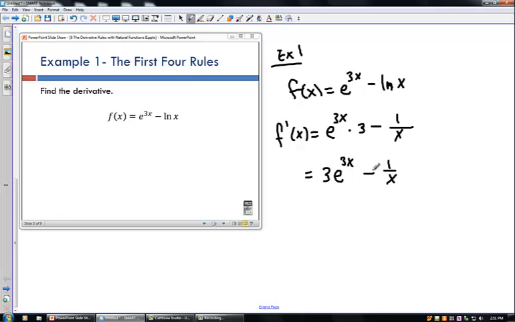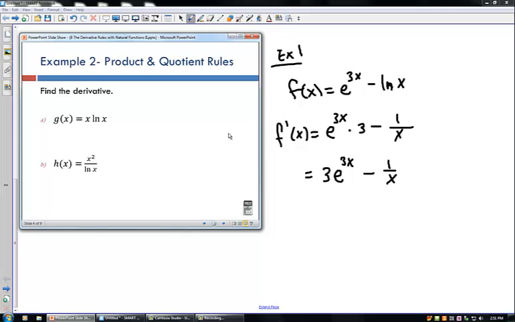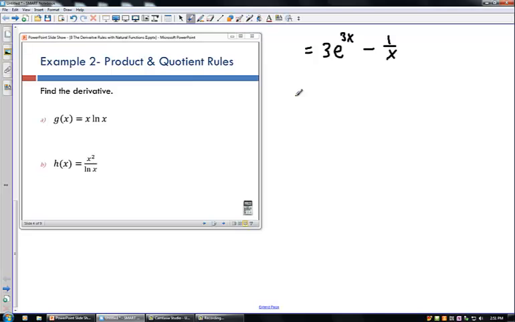So a nice easy rule. The next example we want to do involves product and quotient rules. So example 2, and let's look at part A. Part A says g of x equals x times ln of x. Hopefully when you see these, you see there's two functions. There's a first function, and there's a second function. And we're multiplying, so we're going to use the product rule.